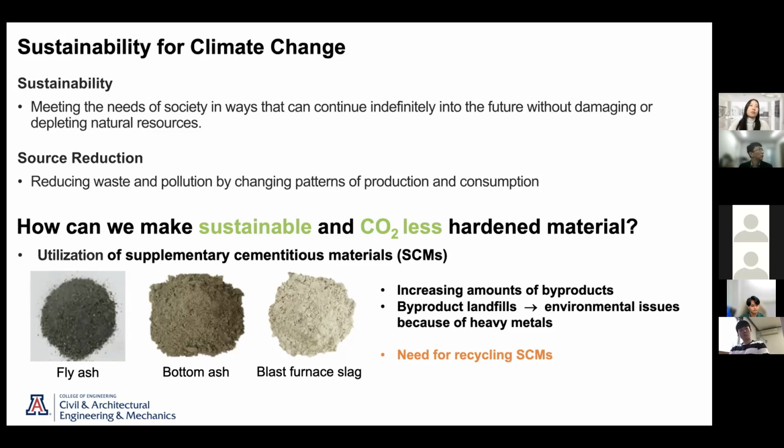Then how can we make low CO2 hardened material? I propose that we can use supplementary cementitious materials, hereinafter referred to as SCMs, instead of cement. SCMs are usually coal combustion residues, which are divided into fly ash and bottom ash, and blast furnace slag, which is a byproduct of the steelmaking process.